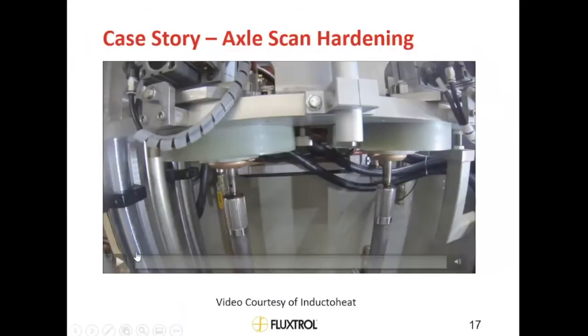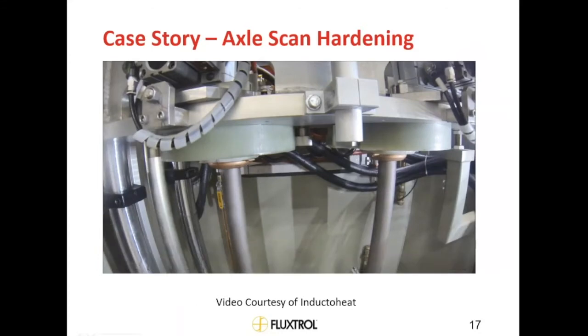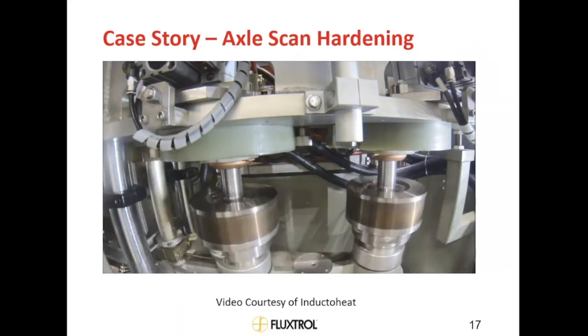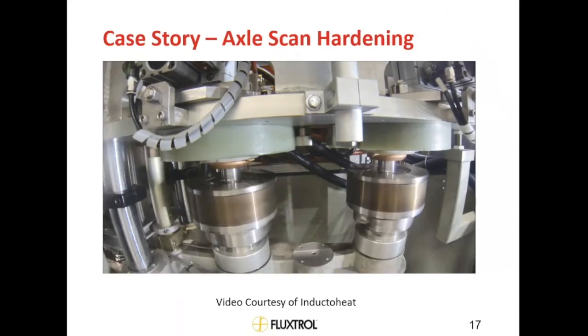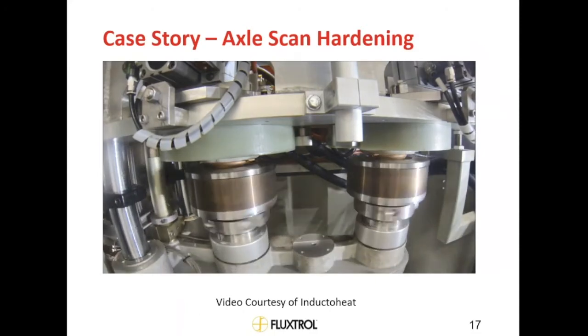So let's go to axle hardening now, a case story, something practical people can understand rather than some of these principles. Here's an induction hardening machine. Again, the parts load up. Now, this one won't be quite as fast as the other one. The other one was likely a 2-3 millimeter case depth. This is likely a 6 to 10 millimeter case depth.